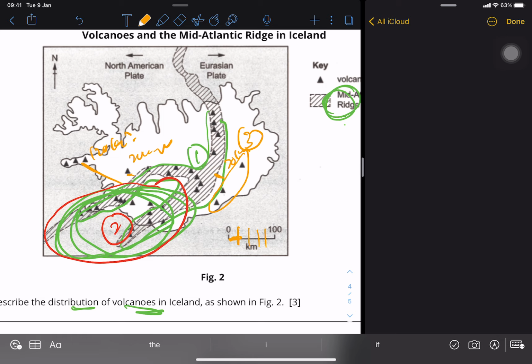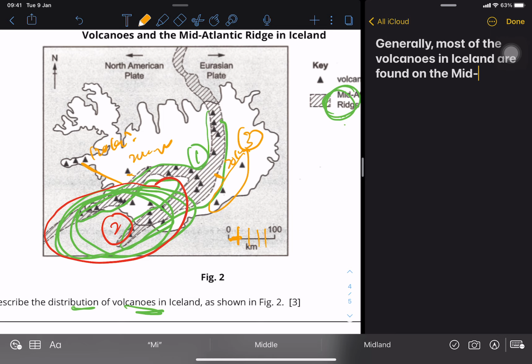Now the anomaly, talking about either one is fine, I just want to show you all the possibilities. Let me write it out for you. Let's start with the green one. So generally, most of the volcanoes in Iceland are found on the mid-Atlantic ridge. That's one mark. Specifically, let's talk about how the majority of them are found over here. So I'm done with the green one, the general trend, general distribution. Let's talk about the red one, how most of them are clustering here.